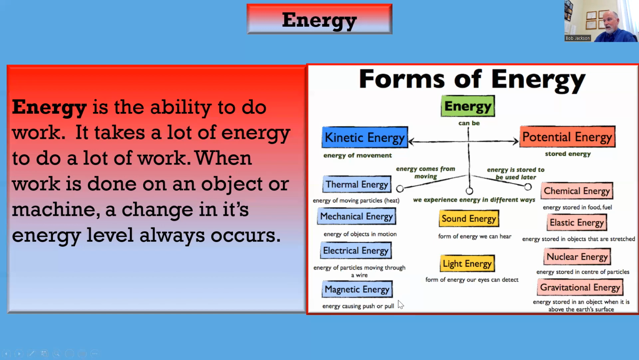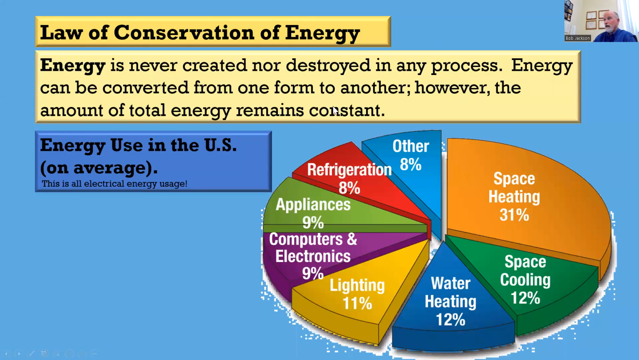And then magnetic energy, and really putting the two together, electrical and magnetic energy, called electromagnetic energy, is really important. Okay, so now we're going into the law of conservation of energy. Energy is never created nor destroyed, no matter what we do. And that is one of the most important things to ever understand about energy.